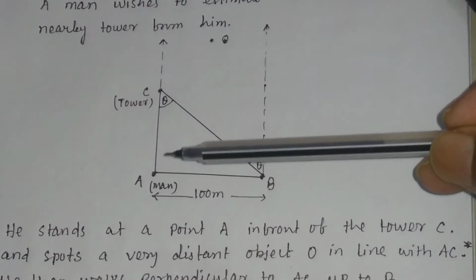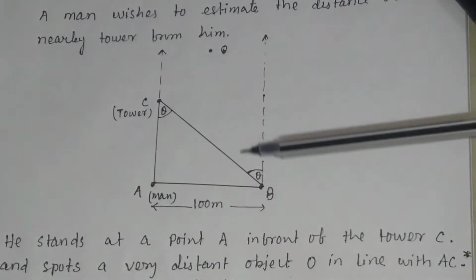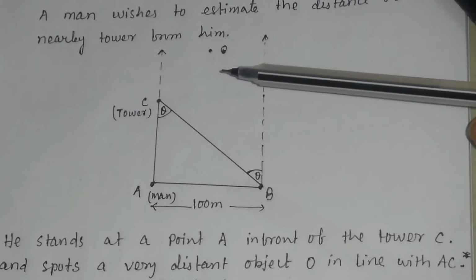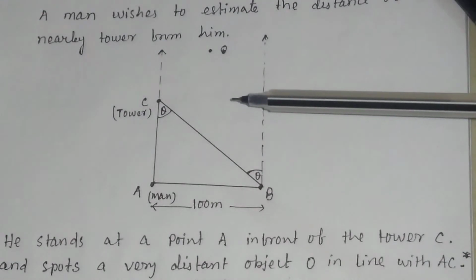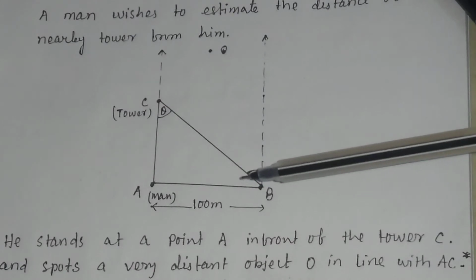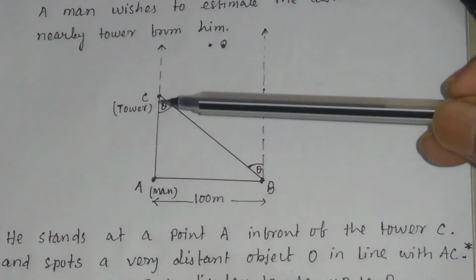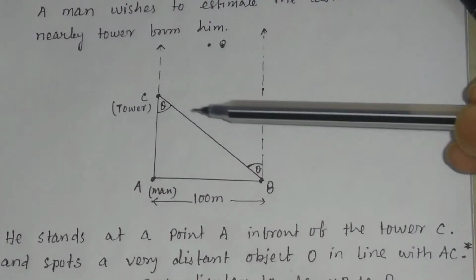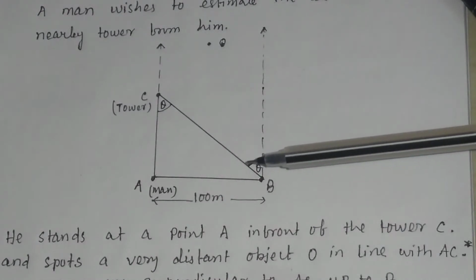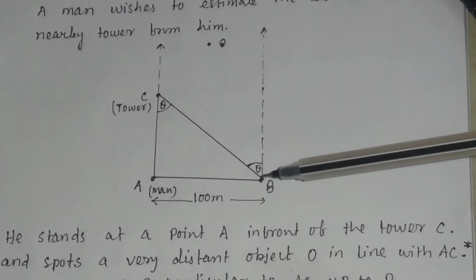Since O is very distant, the direction BO is practically the same as AO, because the distance of this point O is very large. But he finds the line of sight of C shifted from the original line of sight by an angle of 40 degree. You see, here the line of sight at A is AC, and at B the line of sight is BC, and there is a shifting of the line of sight by an angle of 40 degree.